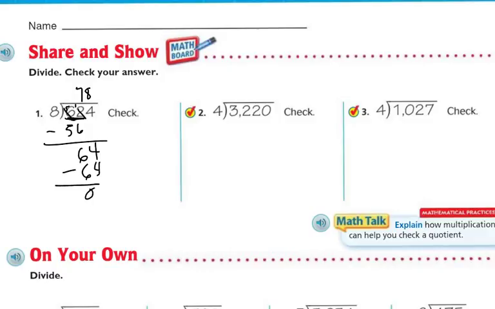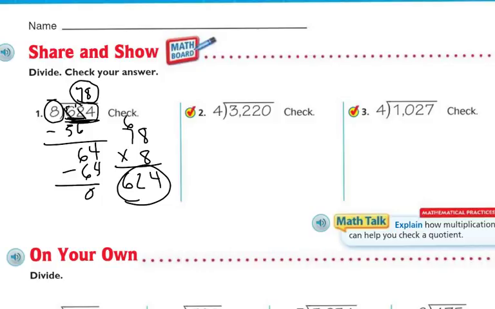Now to check my answer, remember, I'm going to multiply these two numbers, right? My divisor and my quotient. So I have 78 times 8. 8 times 8 is 64. 8 times 7 is 56, plus 6 is 62. And I get 624, which is right here. So I did my answer correctly.